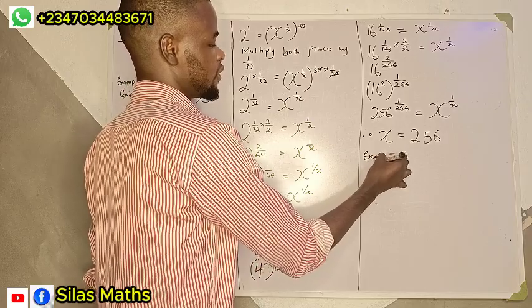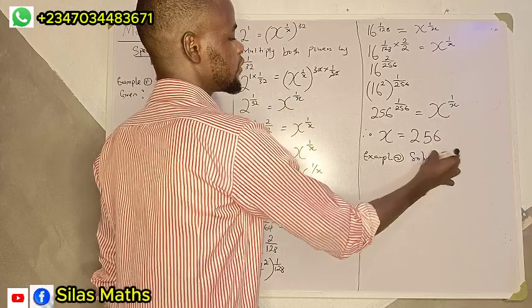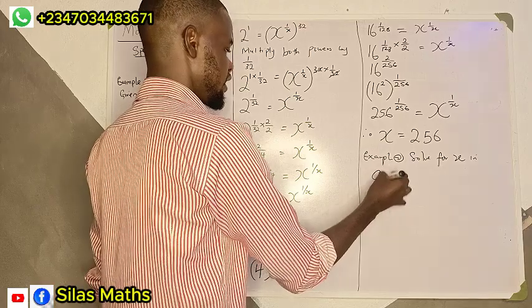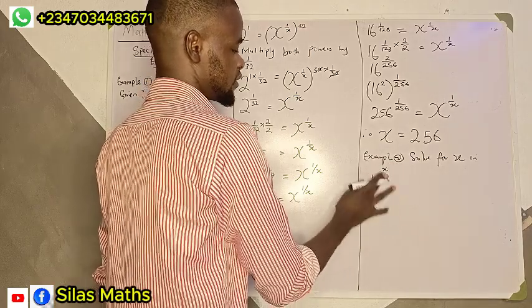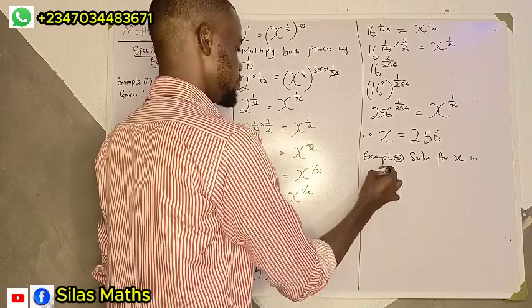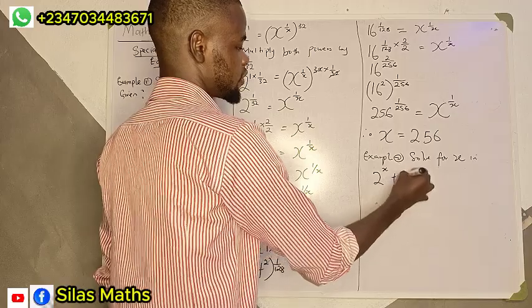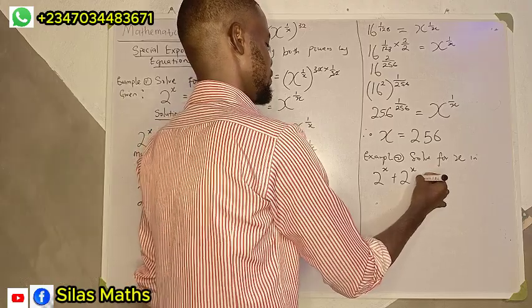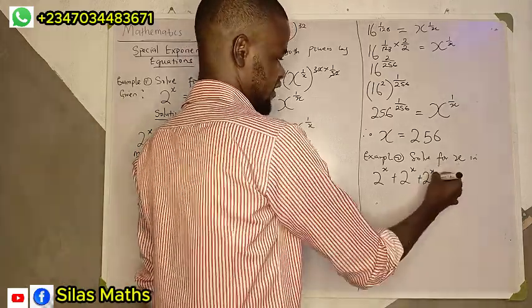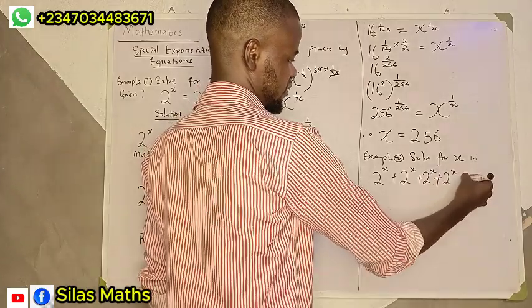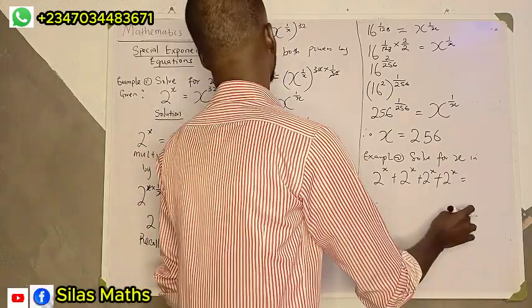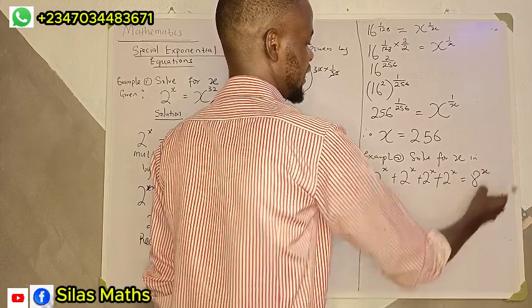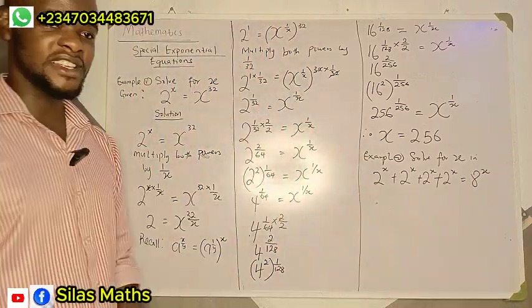Example 2. Solve for x in this. Let's say we have 2 to the power of x plus 2 to the power of x plus 2 to the power of x plus another 2 to the power of x, equal to, let's say, 8 to the power of x. So we want to solve for x in this.